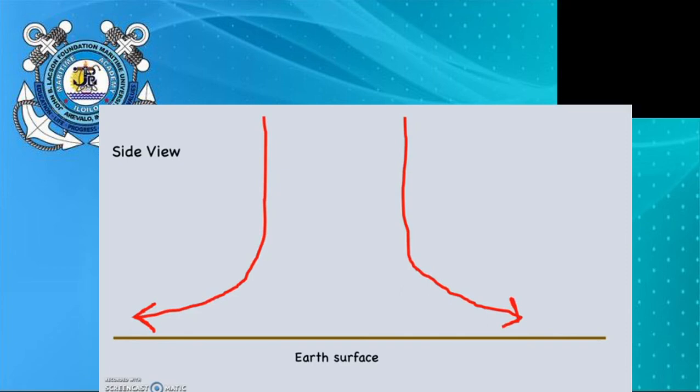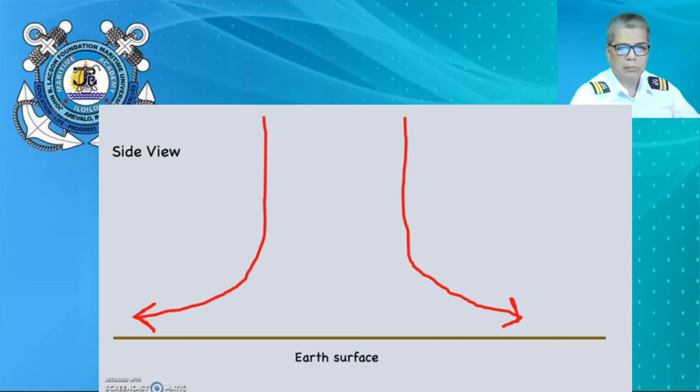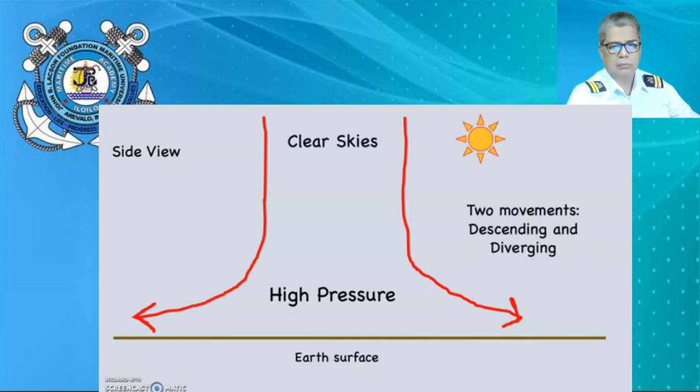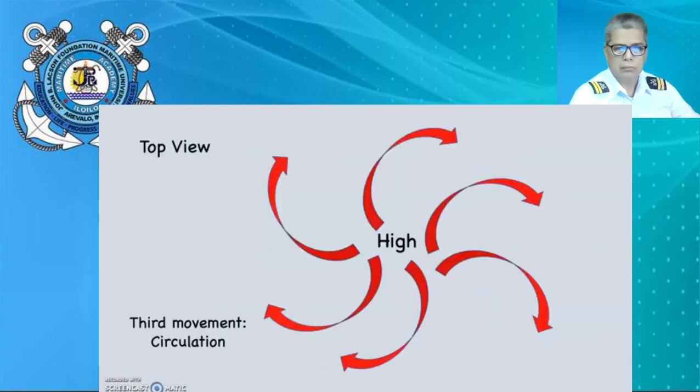Take a look at this diagram. Again, you're looking across the surface of the planet. And as you look across the surface of the planet, if you were able to see the movement of the air represented by the red arrows, what you would see would be the air descending from aloft, and as it came down towards the surface of the planet, the air would be diverging, exactly what you see there. That is a hallmark of high pressure. And, of course, high pressure is associated with clear skies. You can see the sun there. But notice we only have two of the movements so far, descending and diverging. The third one is circulation.